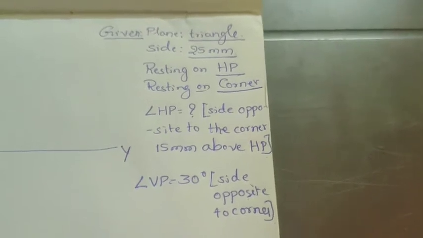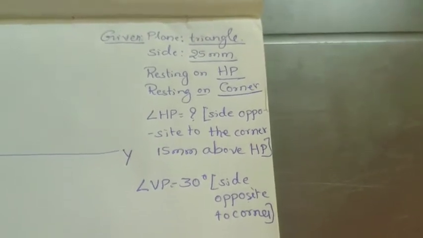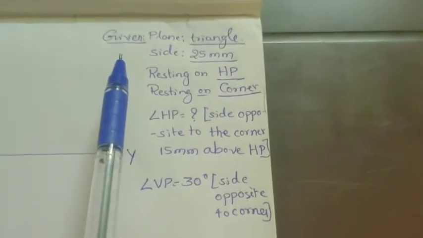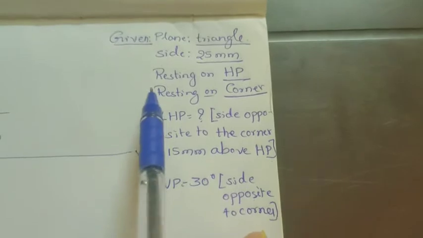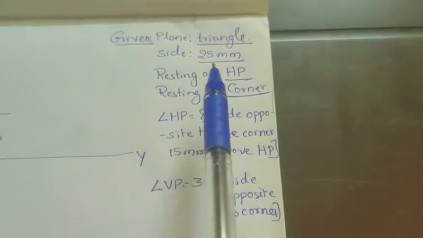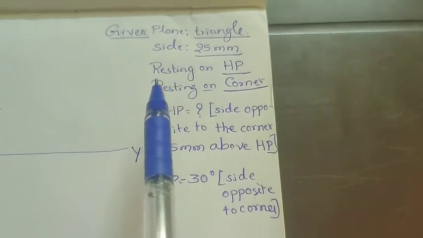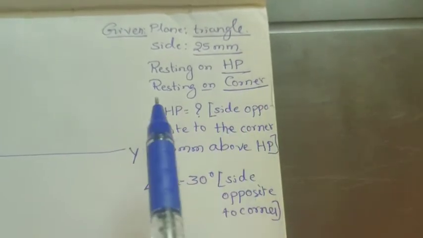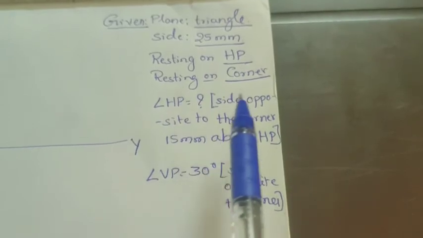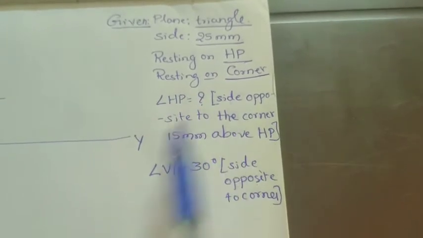Dear students, today we are going to discuss problem number 5. See, in that problem number 5, these are the given things. First one is plane, it's a triangle. Then after that side is given, which is 25 mm. Then after that the problem is resting on HP. Then as it is resting on corner, it is mentioned there, so it's a resting on corner problem.